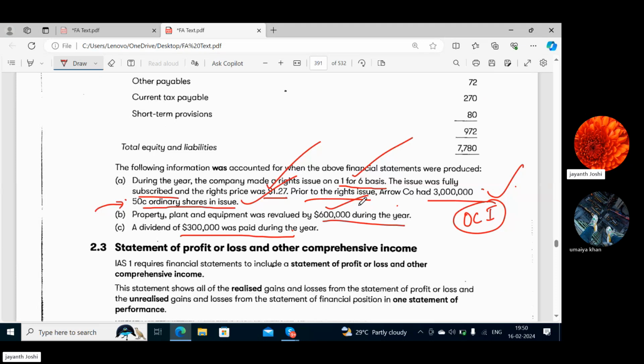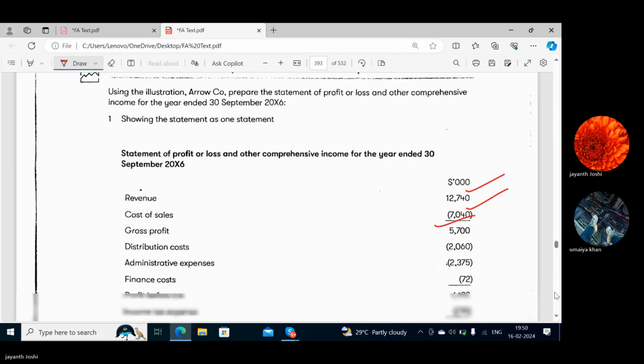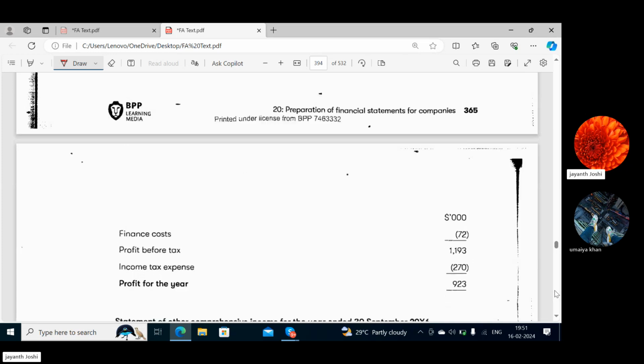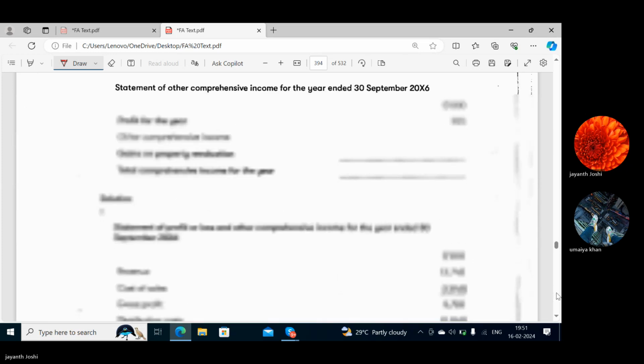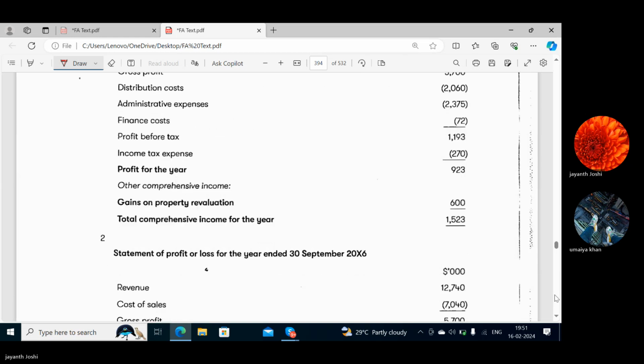It was revalued by $600,000 during the year, right? So can I take this? Yes. So gain on property revaluation is here, Umaya. Are you following? Hello. Yes, sir.